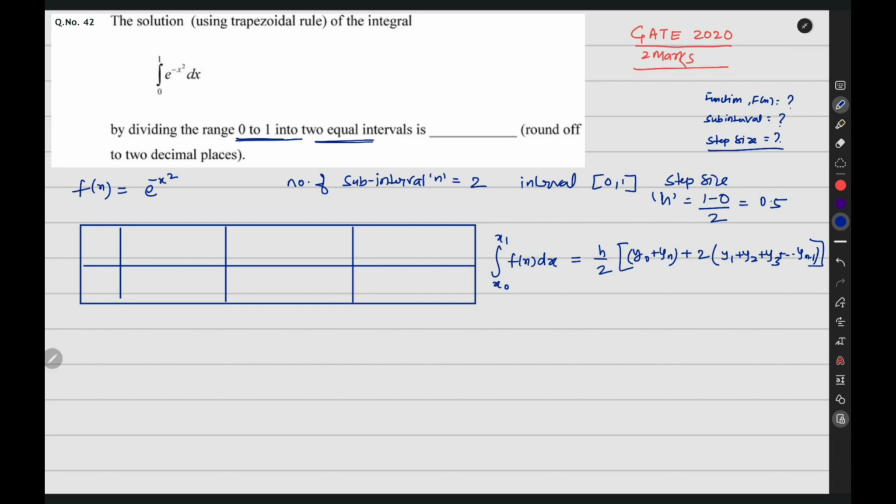Now we will write the value of x, y. So this x should start from 0, and it should increase by step size 0.5, and then again 0.5, that is 1, to the upper limit 1. Now we will write the corresponding function value for x equal to 0. By putting x equal to 0 here, we will get e to the power 0, that is 1.